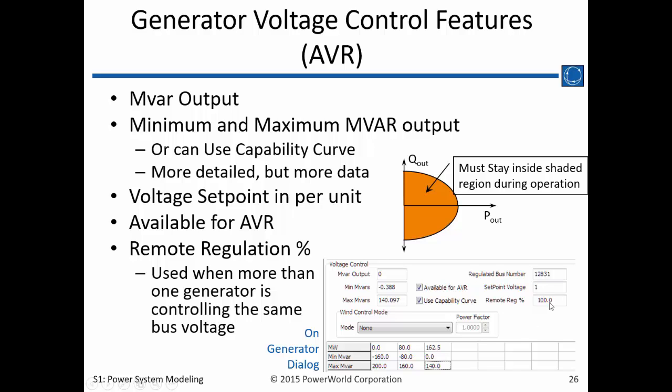And the remote regulation percentage tells the generator how much it is allowed to participate in the regulation of the voltage. Where this comes into play is when you have more than one generator controlling the voltage at the same remote bus, then you want to provide with each generator how much it supplies. Typically, a lot of times what you'll see is people just put in 100% for all the generators. Simulator will normalize those numbers and determine how much each generator then supplies.